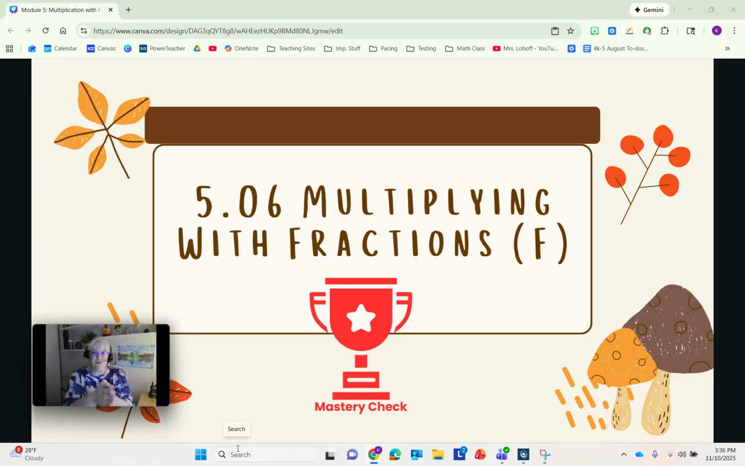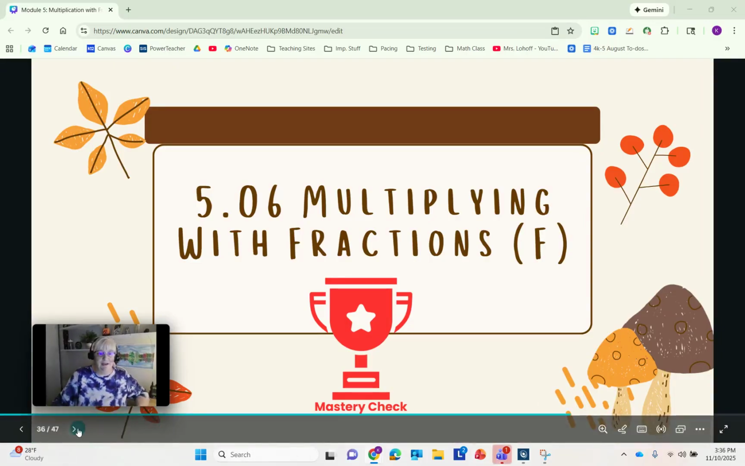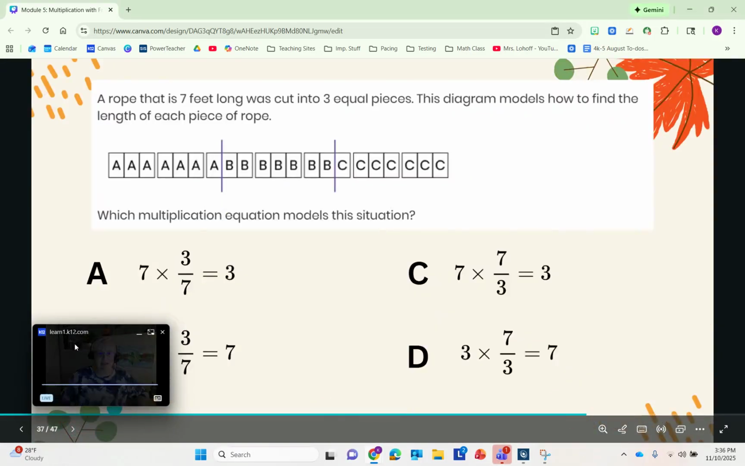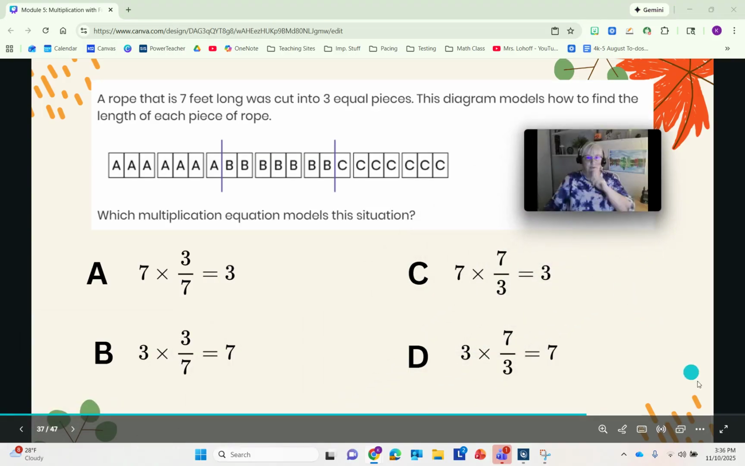I'm going through different kinds of problems that you're going to see on the mastery check. So make sure you know how to work these on your own to the best of your ability so that you are prepared.